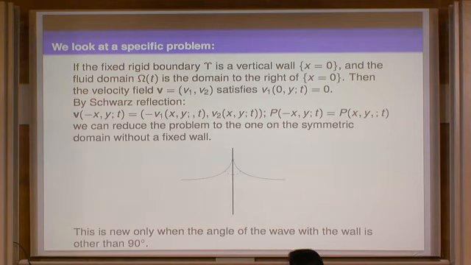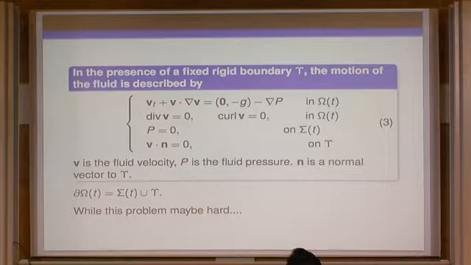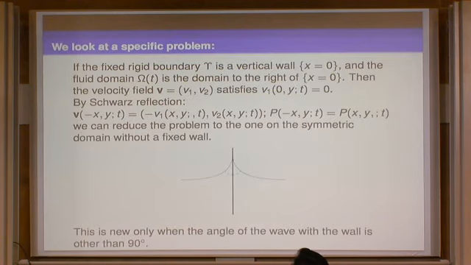We know that this problem is equivalent to the one you get if you do a Schwarz reflection. If you just push the wave in and out like this, these two problems are equivalent, because the velocity satisfies v dot n equal to 0. That means if you have a vertical wall, v1 equals 0 on the wall. It doesn't go this way; it can go up and down.